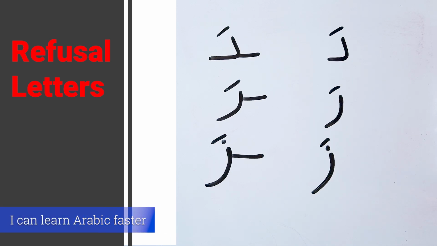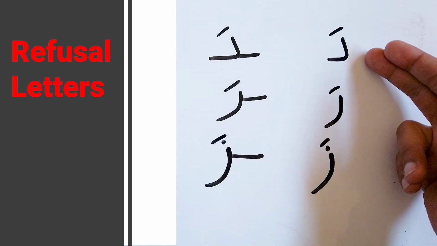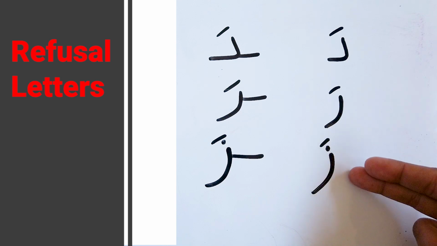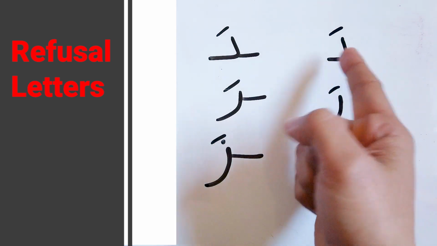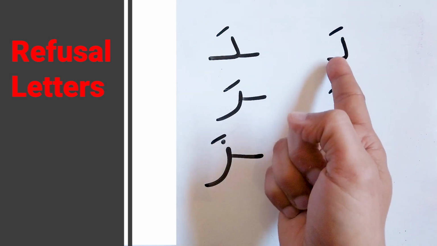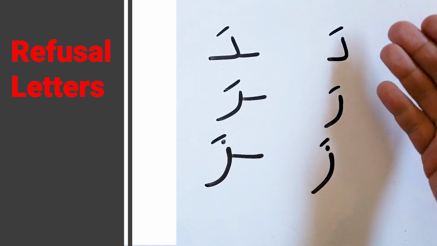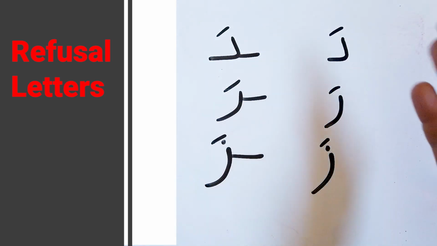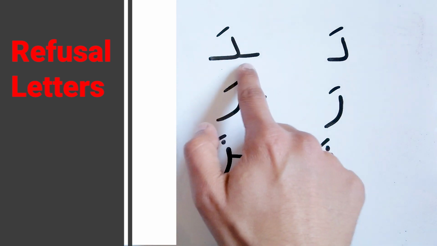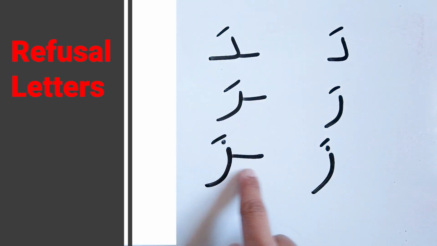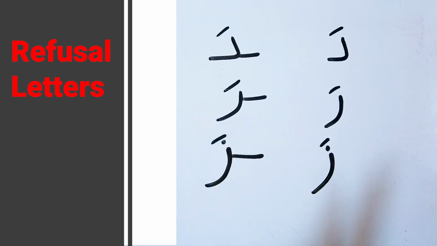I Can Learn Arabic Faster. In the first three classes, we have discovered that there are some letters in Arabic that we call refusal letters, like da, ra, za. And we call them refusal letters because they don't get connected to the following letter from the left side, right? As you see, they just have two shapes. Refusal letters can be like this or like this. They just have one arm or one line from the right side in order to get connected to the previous letter when it is a regular letter.